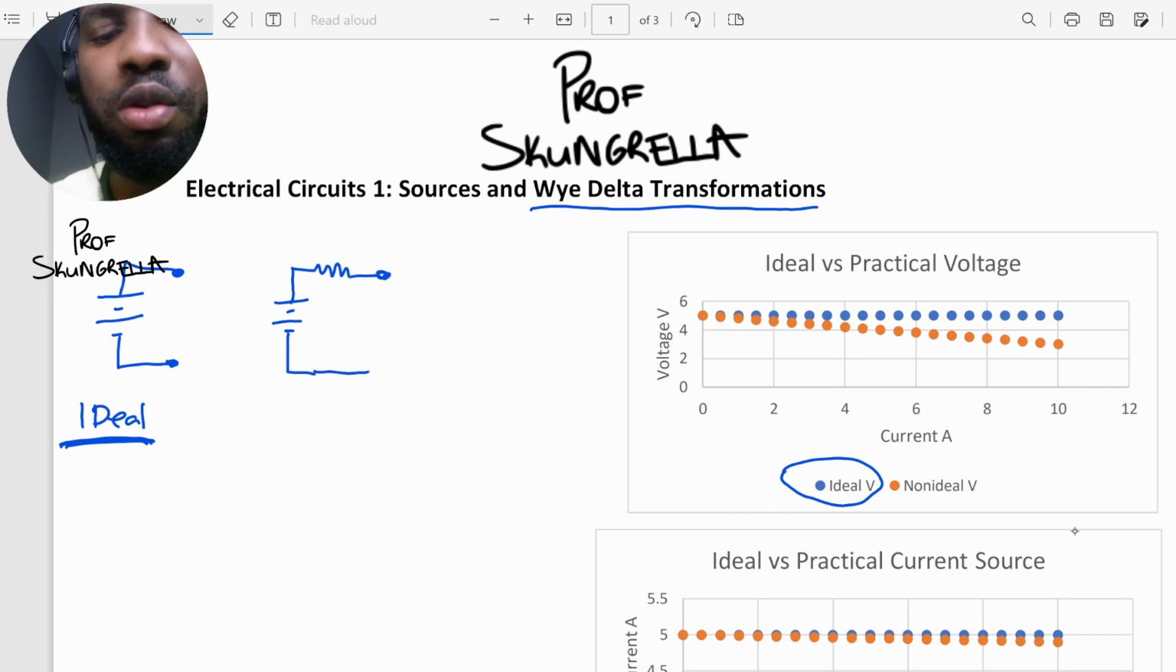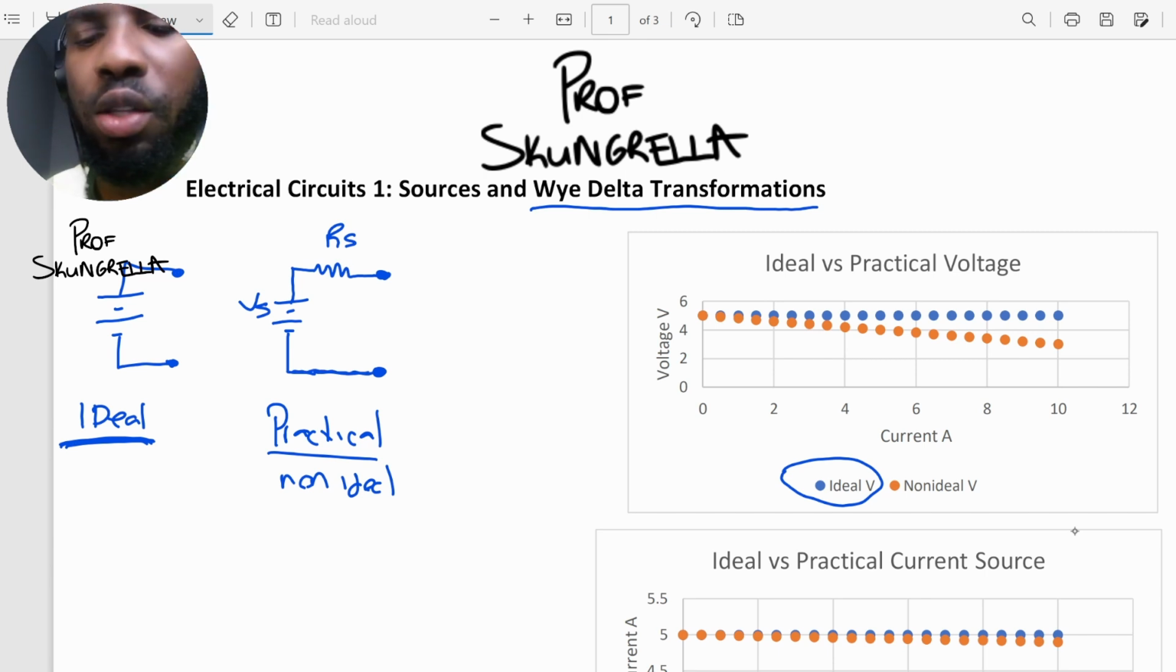So the real source, we call it a practical source or a non-ideal source, is one where we actually have a source resistance. So there is a resistance that another component sees when it looks at the power supply. It doesn't only see the supply, but it sees a resistance, right? And as a result of that resistance, 100% of the voltage generated by the source does not get to the load.